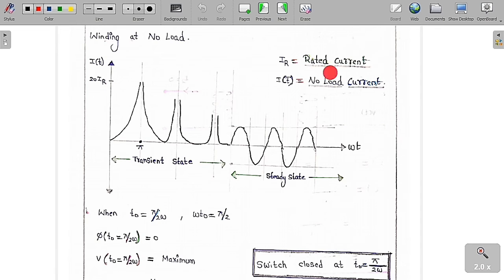IR is called the rated current, and I0 is called the no load current. So this is the characteristic of the no load current. Initially, when you close the switch at t0 is equal to 0, at omega t is equal to pi, because of the doubling effect, a huge amount of current is going to pass. It is nearly 20 times the rated current, and the winding is going to get damaged.